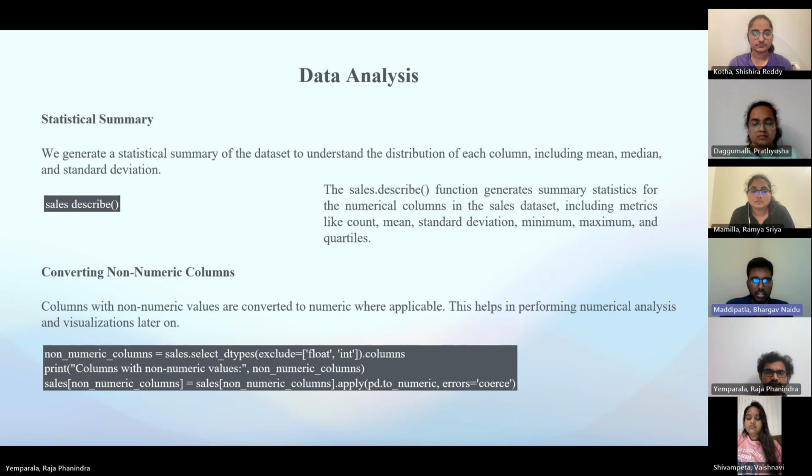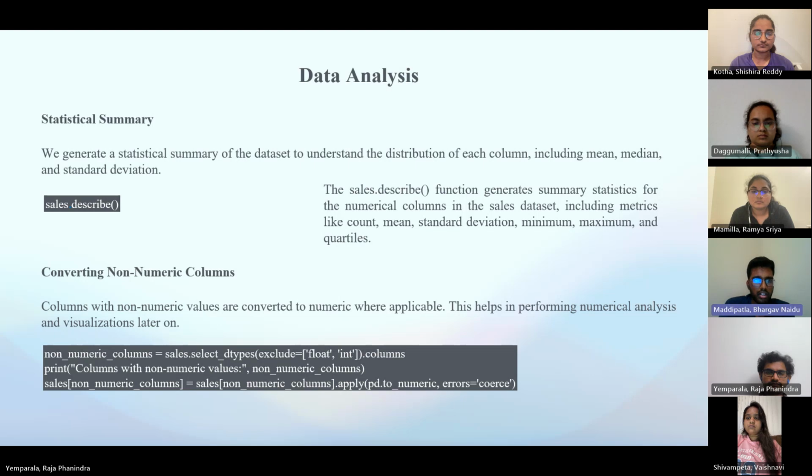We used some of them, which are the statistical summary, which generates a summary of datasets to understand the distribution of each column, including mean, median, and standard deviation. In this, we use the sales describe function to generate summary statistics for the numerical columns in the sales dataset, including metrics like count, mean, standard deviation, maximum, minimum, and quantiles.